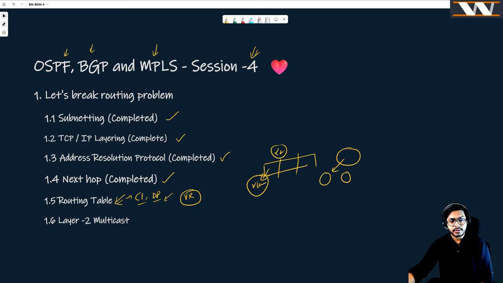If time permits, we are going to talk about layer 2 multicast, right? But whenever I say if time permits, generally time doesn't permit, right?